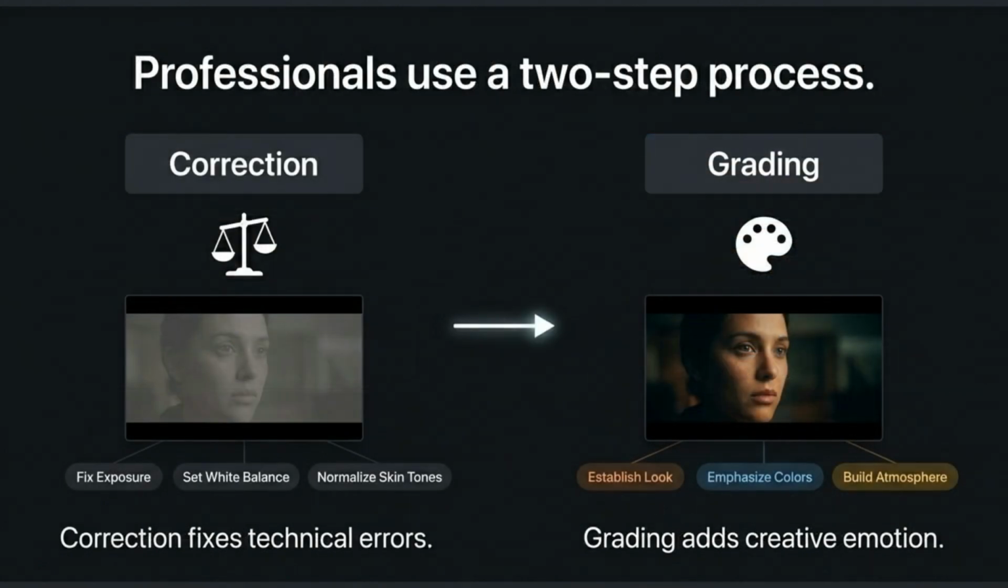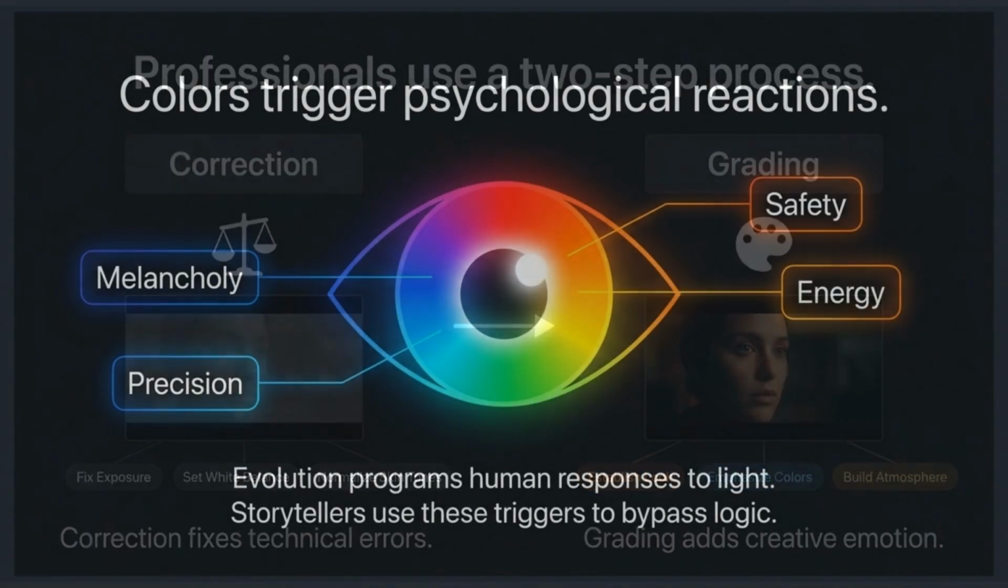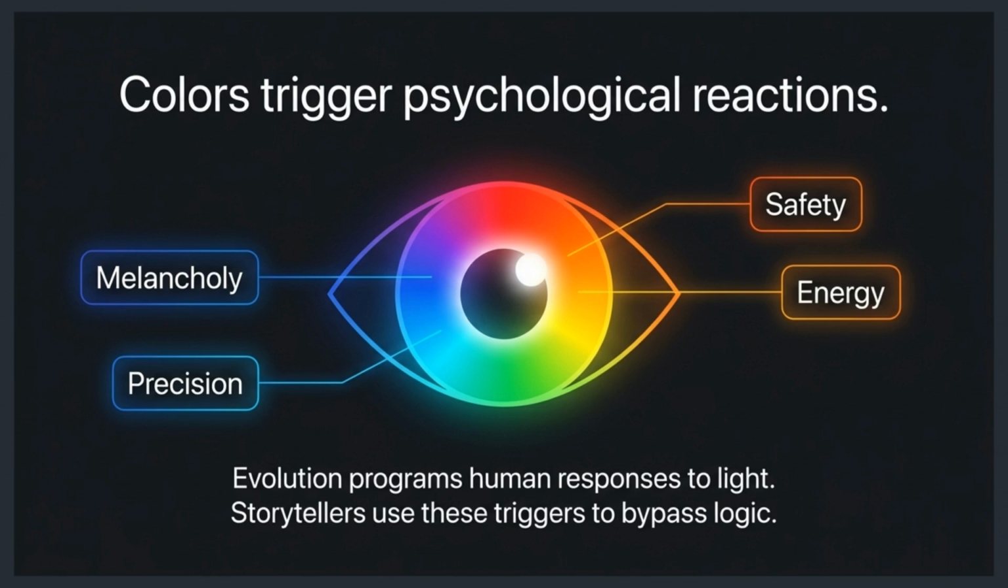Professionals use a two-step process. Correction fixes technical errors like exposure and white balance. Grading adds creative emotion by establishing the look, emphasizing colors, and building atmosphere. Colors trigger psychological reactions. Evolution programs human responses to light. Storytellers use these triggers to bypass logic, connecting colors like blue to melancholy or orange to energy.